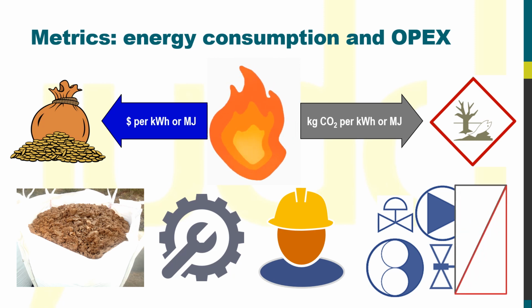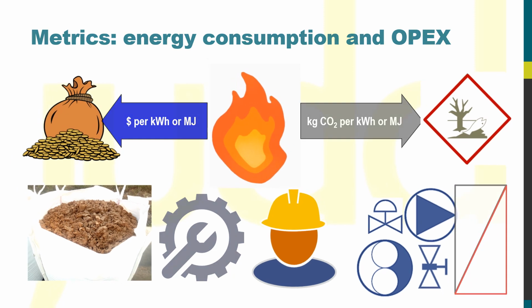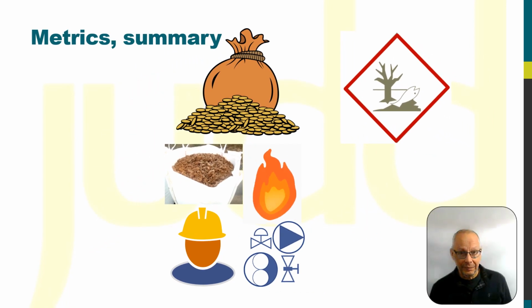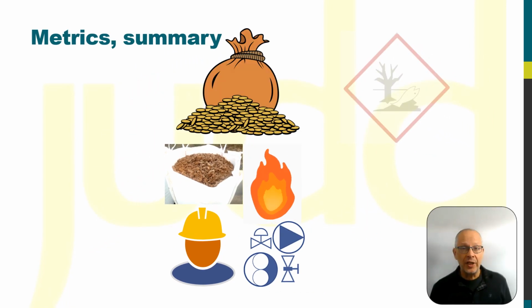So, just summarising these key metrics. Key contributions to operating expenditure include energy consumption, labour, waste management, and critical component replacement. There are various methods for combining the OPEX with CAPEX to determine the total cost.